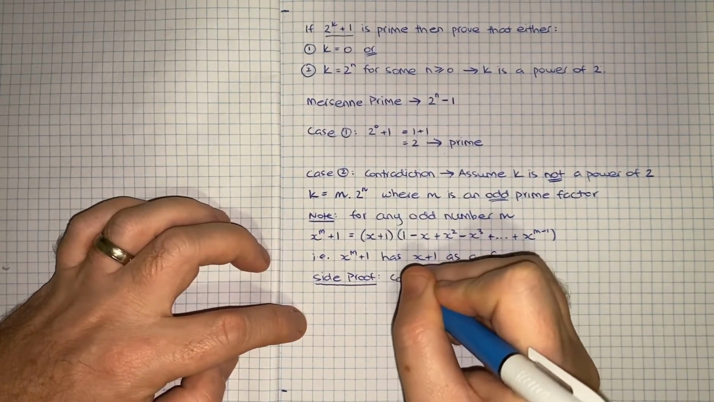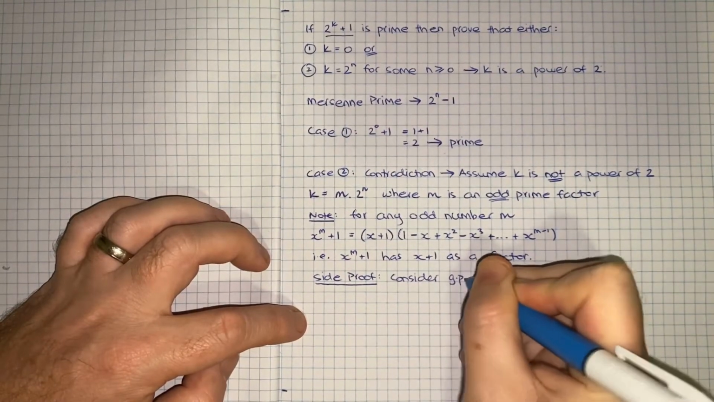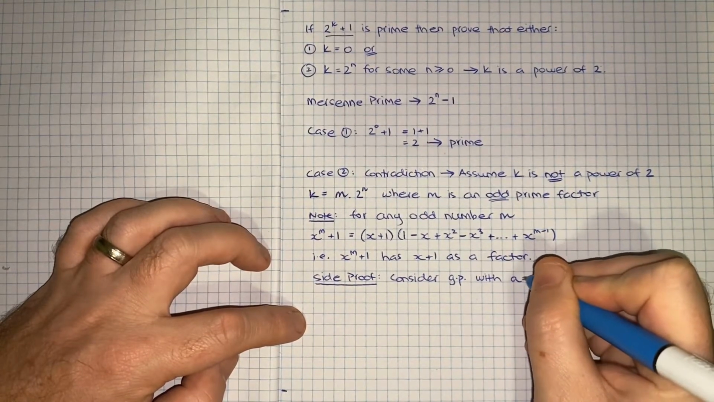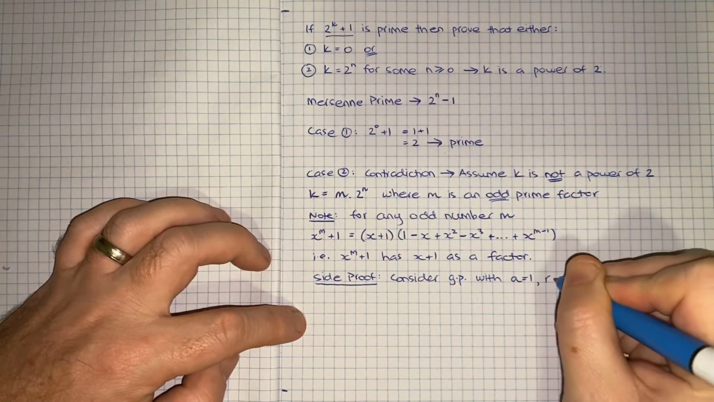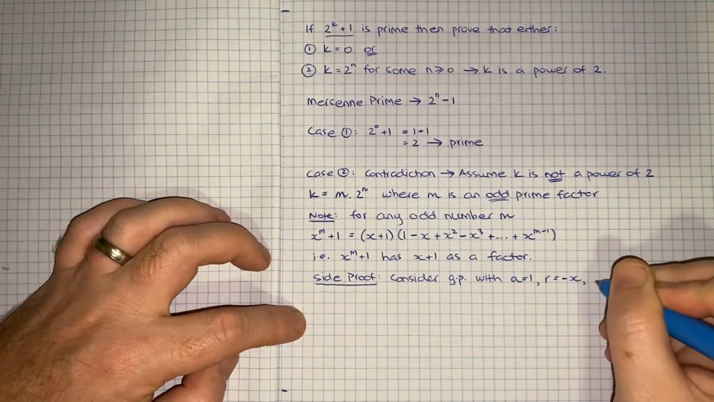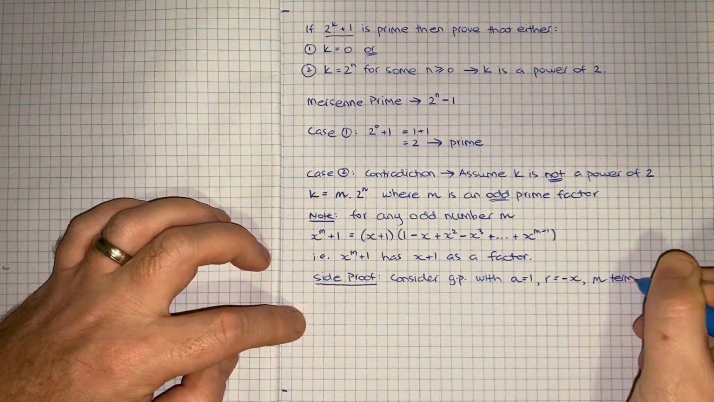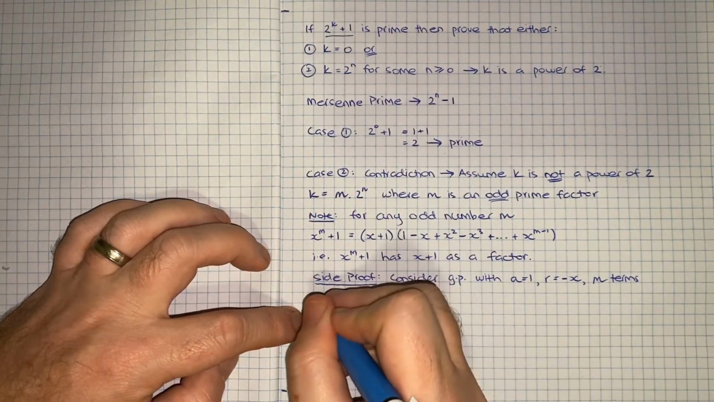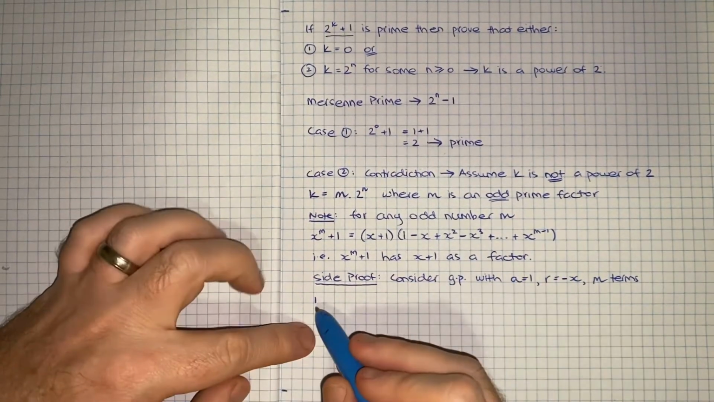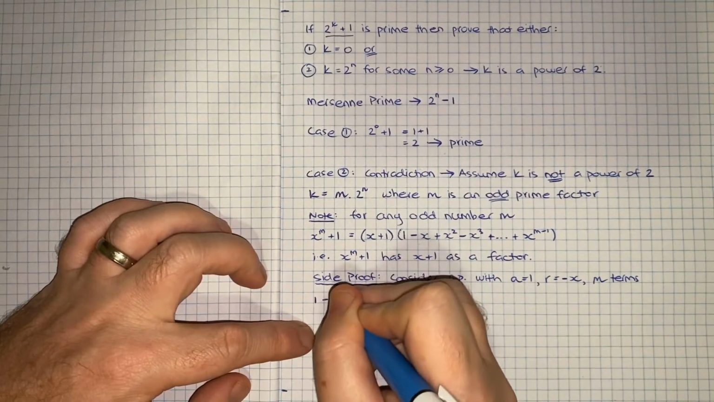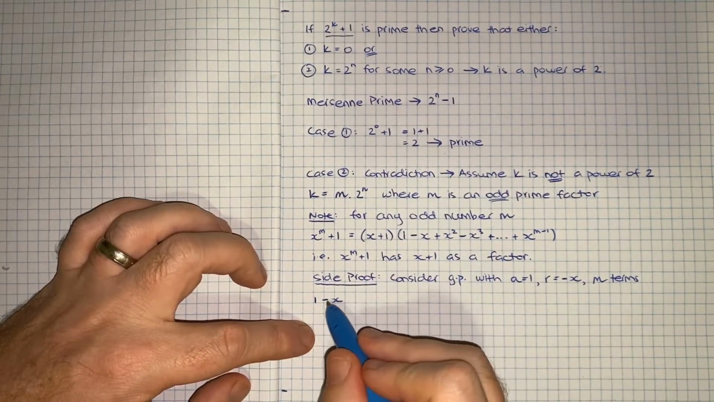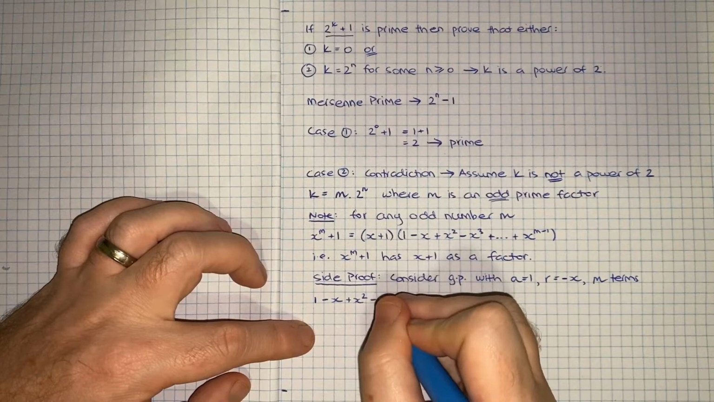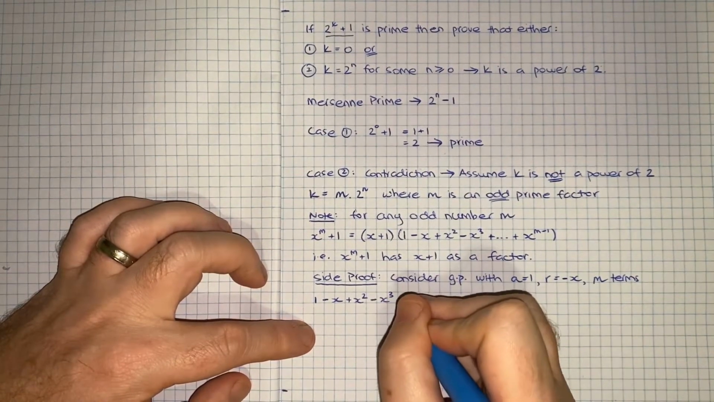So if we consider a geometric progression with the first term, a, being 1, and the common ratio being negative x, and we'll say that there's m terms in this GP, then the way we can write that GP, the first term would be 1, the next term would be 1 times negative x, which would be minus x, the next term would be negative x times negative x, which would be plus x squared, and then we get minus x cubed, and so on.